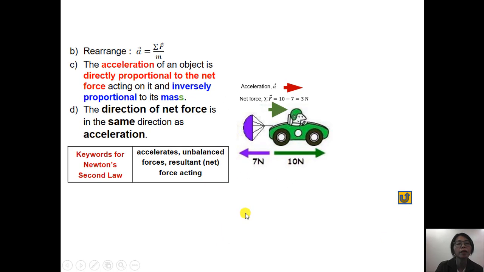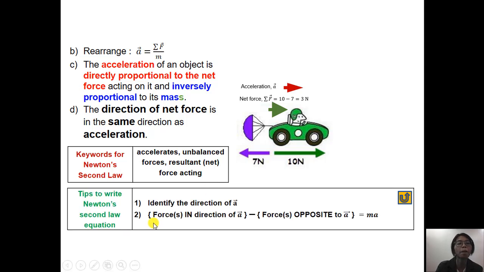So what are the keywords that imply the object or the system satisfies Newton's second law? Here are the keywords: accelerate, unbalanced forces, resultant, or net force acting. These keywords tell us that our system satisfies Newton's second law.